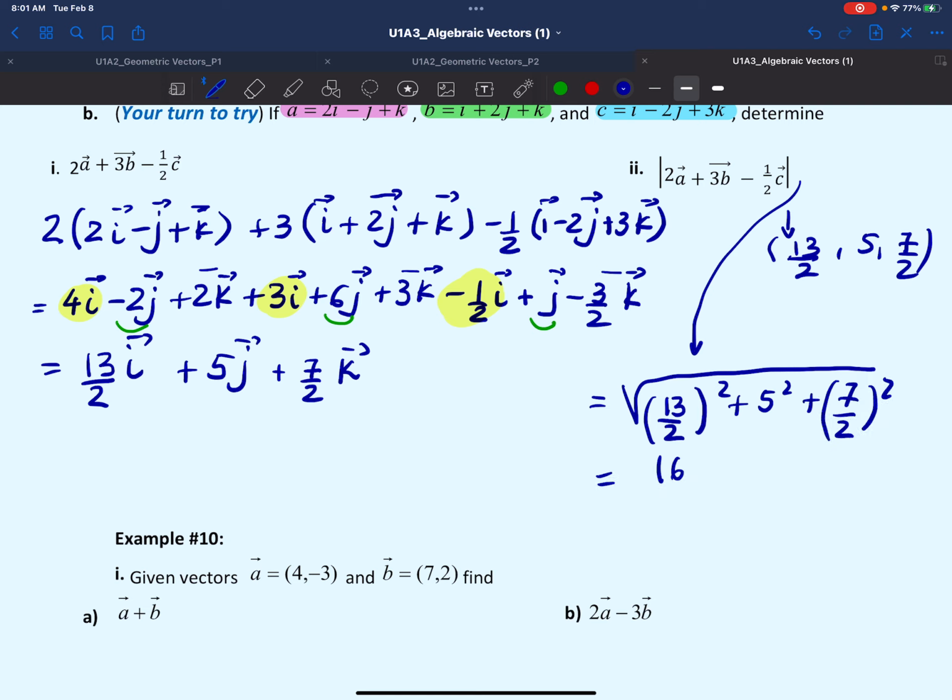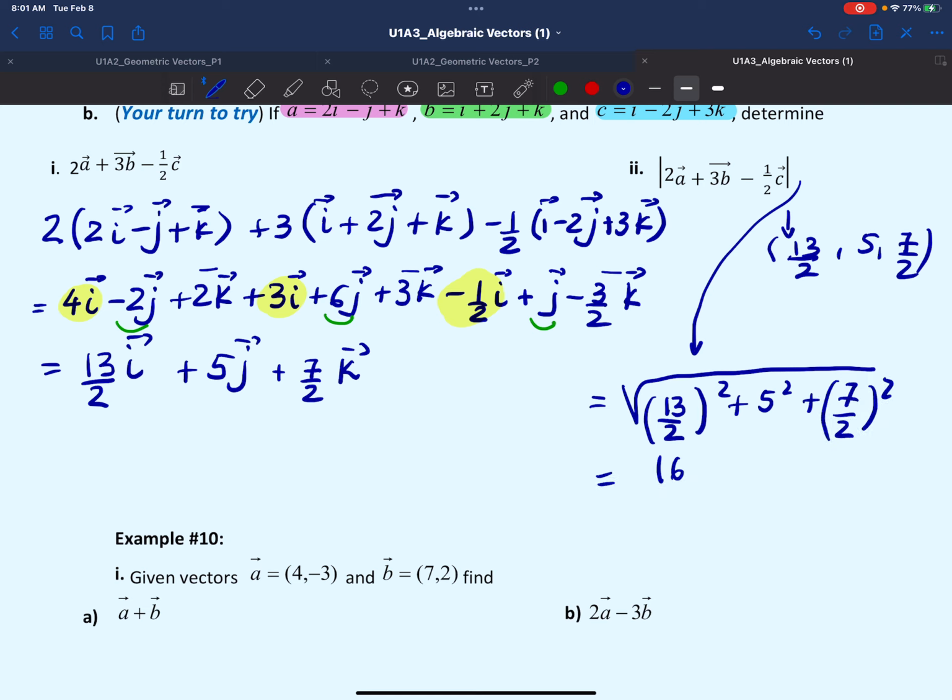Square root it. So that would equal 169 plus 100 is 269, plus 49 is 318 over 4. Okay, and let's see, we can simplify this. So that would be the square root of 57.